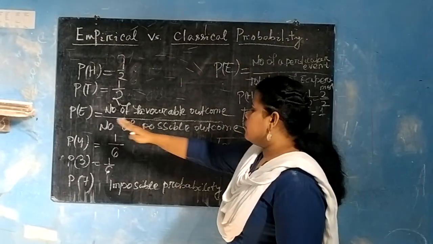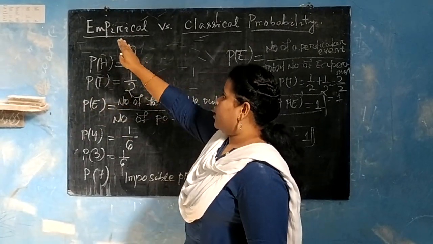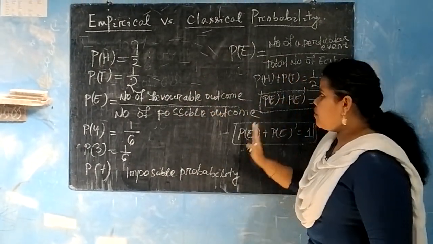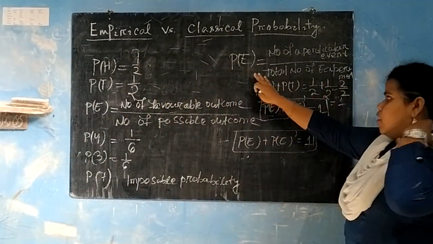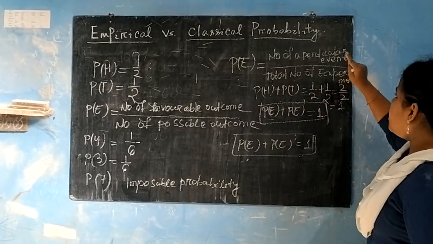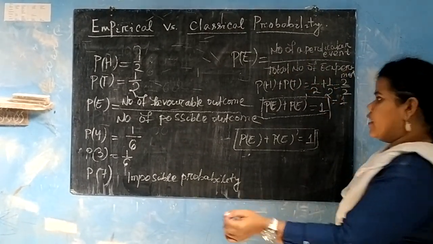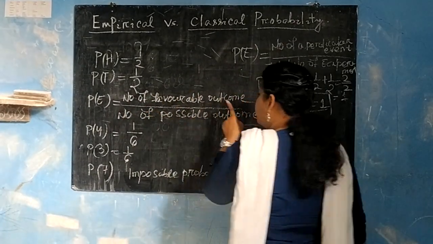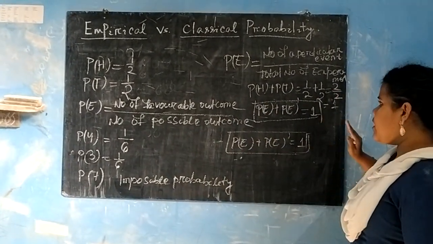Okay. So here we found the formula for the probability of an event. Sorry, in the empirical probability, the formula is P(E), that means the probability of an event, is equal to the number of the particular event by the total number of experiments. But in the classical probability, P(E) is equal to the number of favorable outcomes by the number of possible outcomes. But in all cases, P(E) plus P(E dash) is always equal to 1.